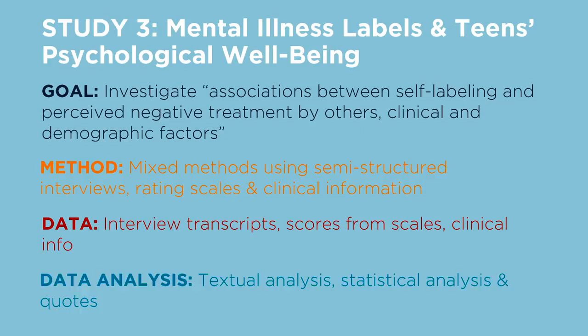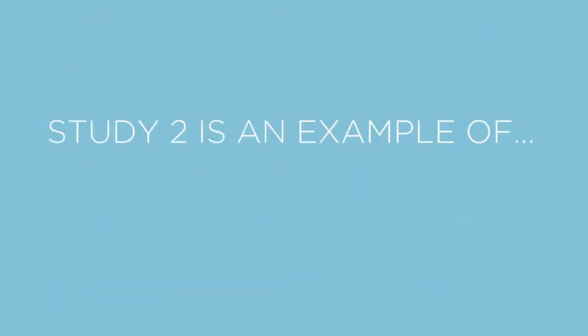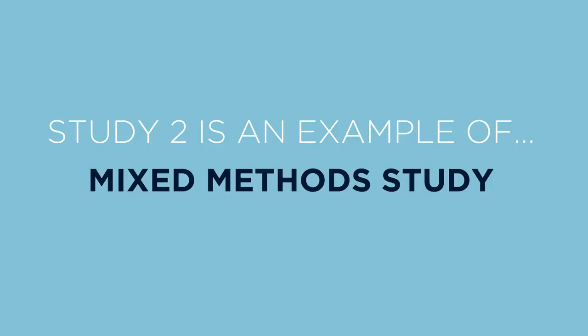Because researchers combined methods, they also needed to use several data analysis techniques. The researchers used textual analysis to find themes in the interview transcripts, and they ran statistical analyses for relationships between the variables on the scales and the clinical information. The articles included quotes from the teens, as well as statistical tables. Because this study uses both qualitative and quantitative methods, we call it a mixed methods study.